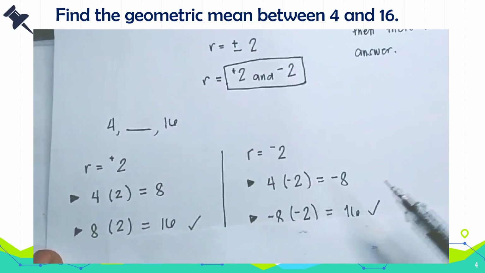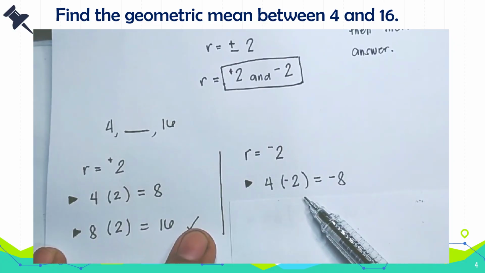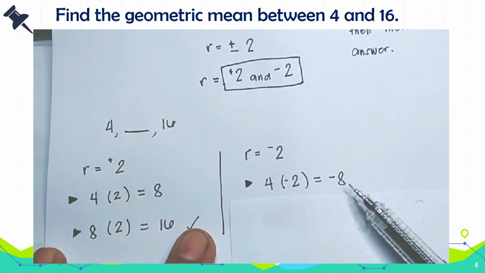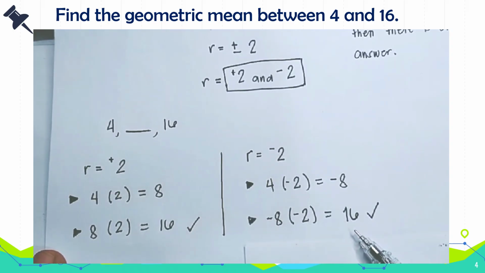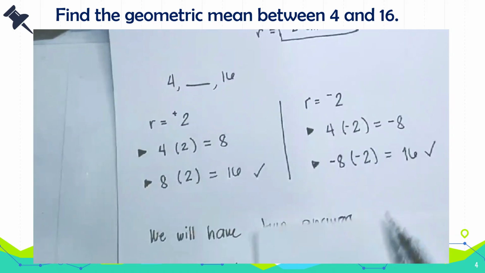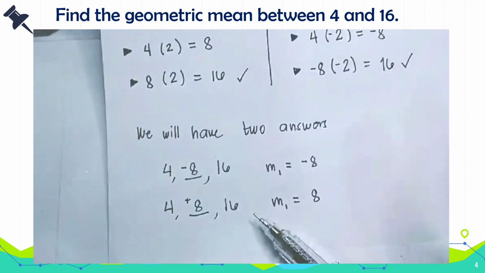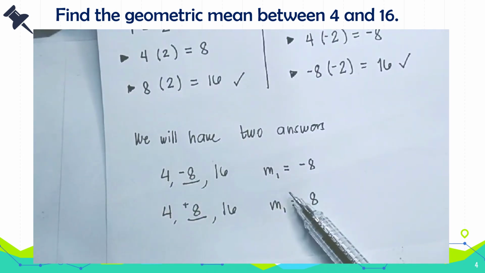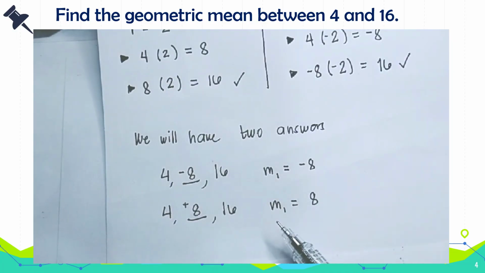If we will have negative 2, 4 times negative 2 will give us negative 8. Negative 8 times negative 2 will give us positive 16. We still have the correct third term, that is 16. Therefore, we can say that we have 2 answers. We have m sub 1 is equal to negative 8, and m sub 1 can be positive 8.